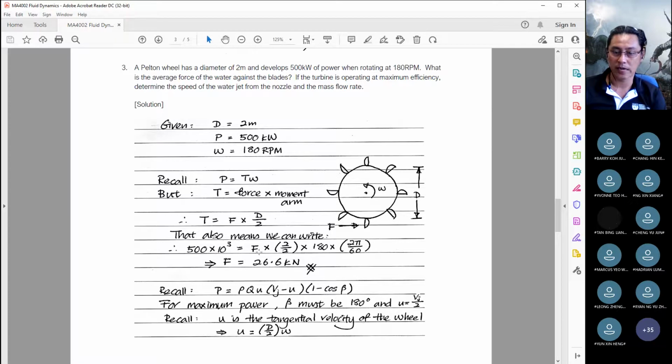Clearly, F is the only unknown, and I'm quite sure you guys will be able to shuffle the terms around, punch the numbers into the calculators, and work out the F. It's about 26.6 kilonewtons.